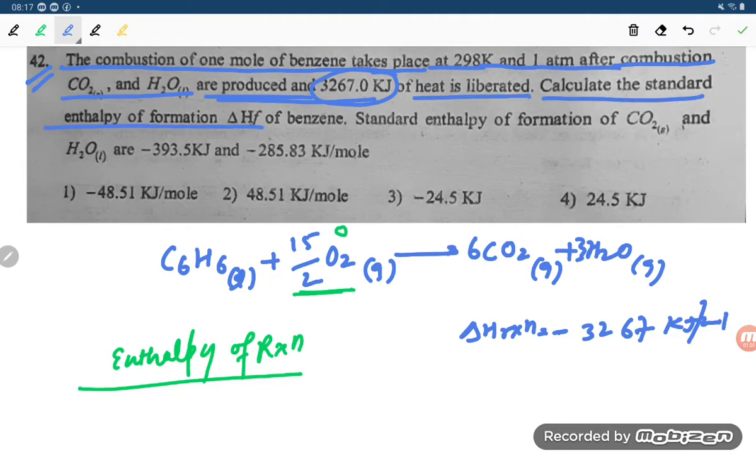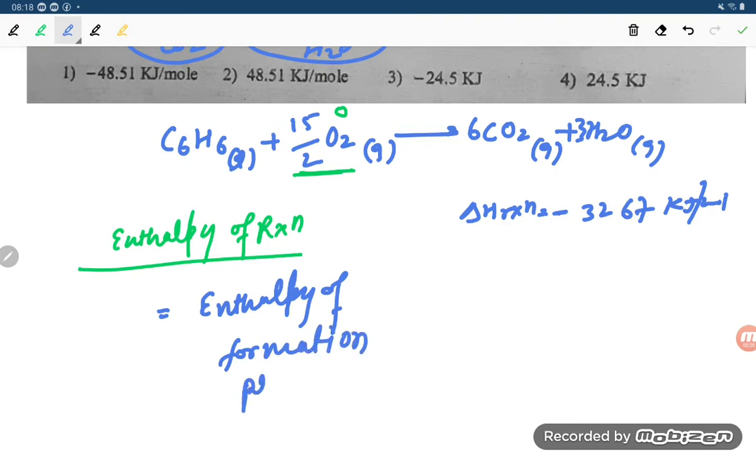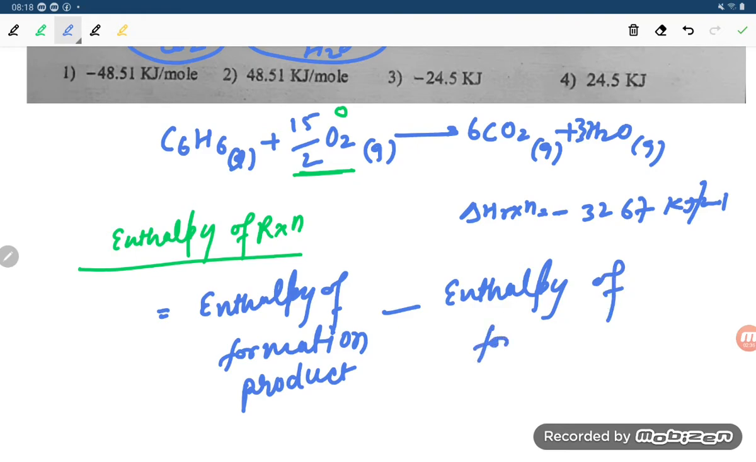Calculate the standard enthalpy of formation of benzene. The standard enthalpy of formation of CO2 and of H2O, they have given. So they have already given much information, and only a little bit we need. Let us solve. Enthalpy of reaction equals enthalpy of formation of product minus enthalpy of formation of reactant.